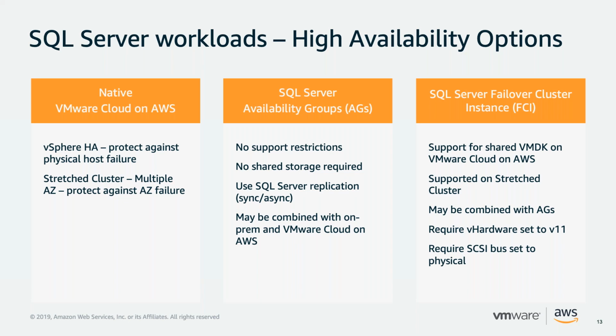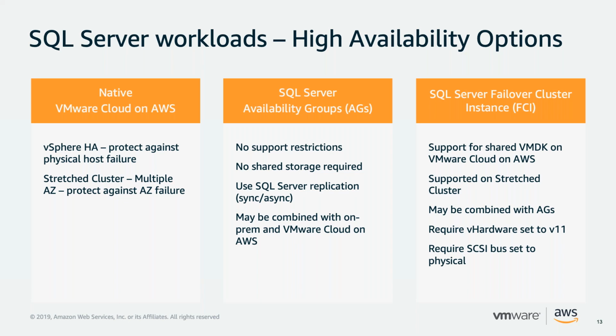With regards to the features that you're used to on-prem, availability groups, there are no support restrictions. You're not required to have shared storage. Both synchronous and asynchronous replication is supported, and this can be combined with both on-prem and VMware Cloud on AWS, where you can have instances in both locations.